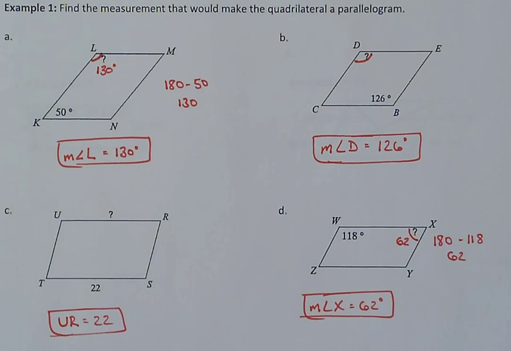Alright, so that should feel fairly familiar to what we did in section 9.1. It's just adjusting the wording: instead of using the properties to find the measures, this time we're finding measurements that make them a parallelogram. So that is it for example 1. Next we're going to go ahead and jump into example 2 on the next page.